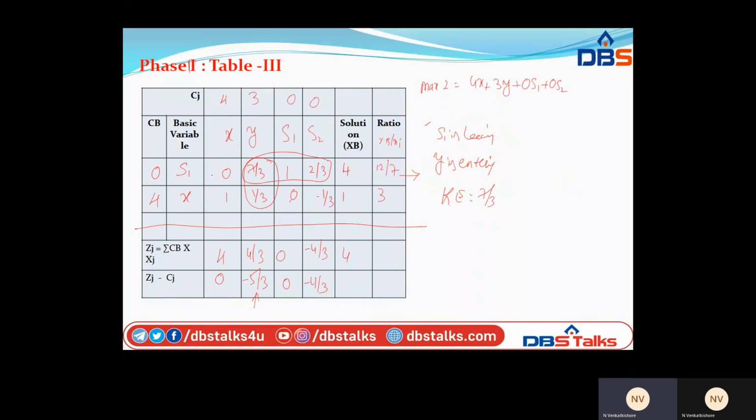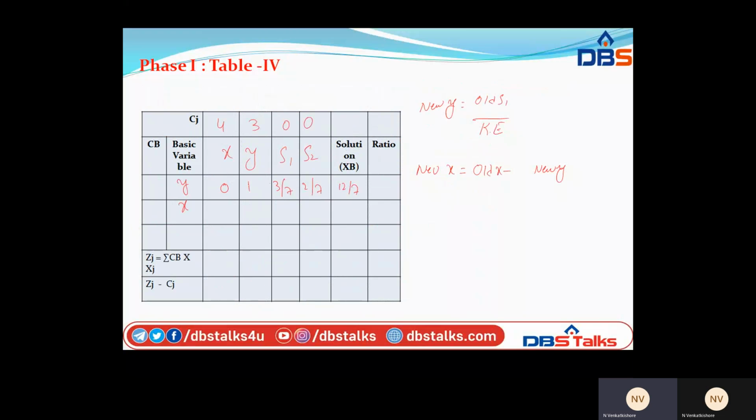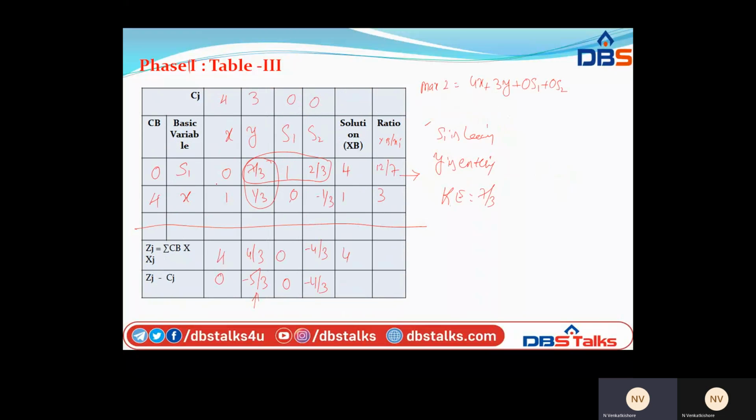What is the old one? 0, 7 by 3, 1, 2 by 3, 4. So you frame 0, 7 by 3 by 7 by 3, 1. Like that, if you frame these values, these are the final values. And according to that, old x is, here it is 1, 1 by 3, 0, minus 1 by 3, 1. Where we need to make the symbol of the identity matrix as 0, that means S1 had the identity column 1, 0. It was replaced with Y. So in the Y column, we need 1, 0.